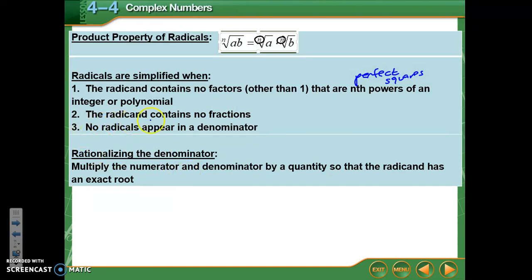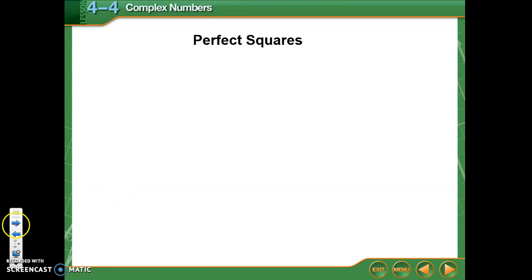And remember, when we have radicals in the denominator, the way we get rid of them is by rationalizing. We're turning an irrational number, like the square root of 5, into a rational number. So we multiply by something so that what's under the square root becomes an exact root, or a perfect square that I can take the square root of.